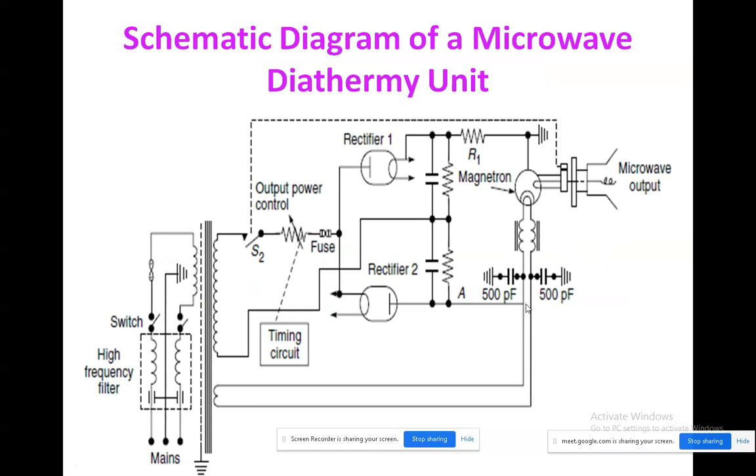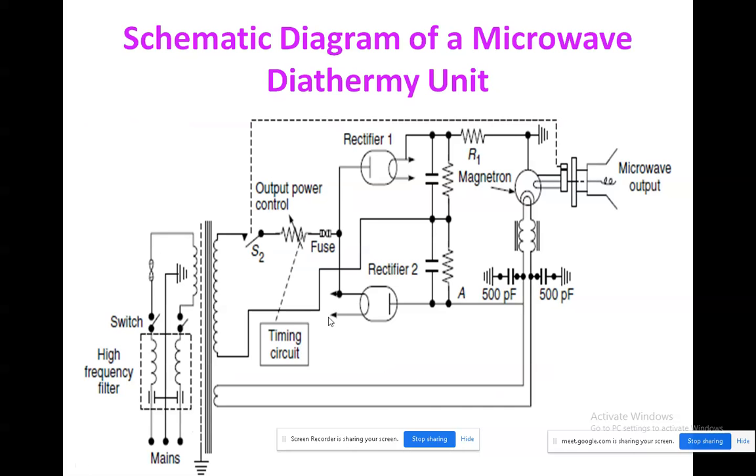This is the microwave diathermy unit. You can see the high frequency filter and the magnetron here. The magnetron is going to generate the high frequency signal, that is the microwave frequency signal, and then rectifiers 1 and 2. Here the output power control timing circuit will provide the timing. Periodically we will be applying the input to the electrode where you are placing it on the body.